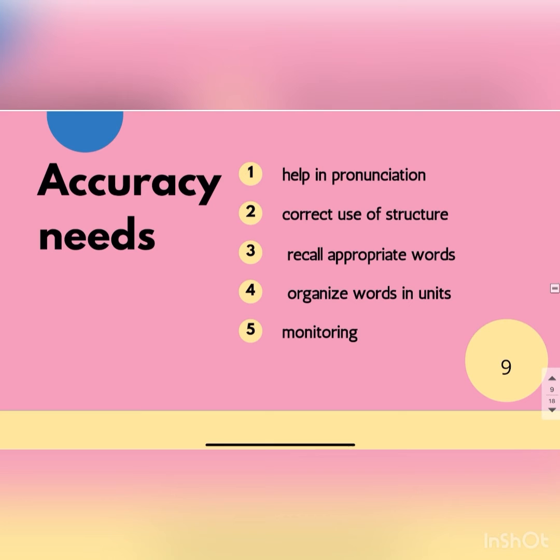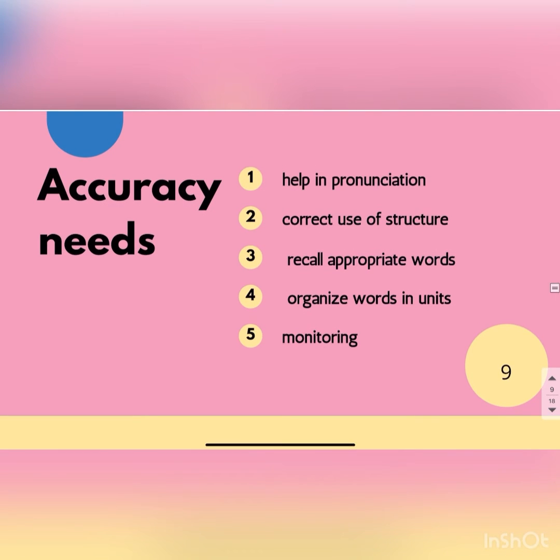Now we will see, what do we mean by accuracy? What should we do to achieve accuracy in class with our students? Of course, accuracy means correct pronunciation and correct use of a particular structure, right? So here we have 5 points we should focus on while we are after accuracy. Number 1, we should help in pronunciation. We should help our students to pronounce well.